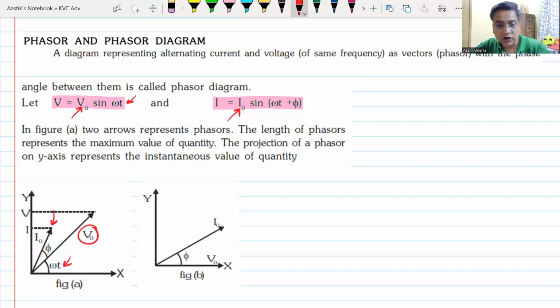What I can do is take off this omega t completely because omega t is common to both, and this is the way I can draw the vector. I can definitely see that I is ahead of V with a phase angle of phi. Do we understand this? This is diagram A or diagram B, and we are going to draw it as diagram B. This diagram B is known as the phasor diagram of current and voltage. Do we understand this? Yes, sir. I'll give you 2 minutes to note it down.